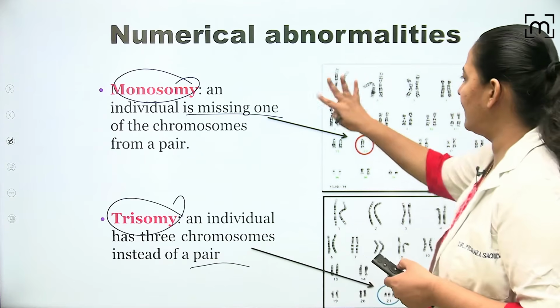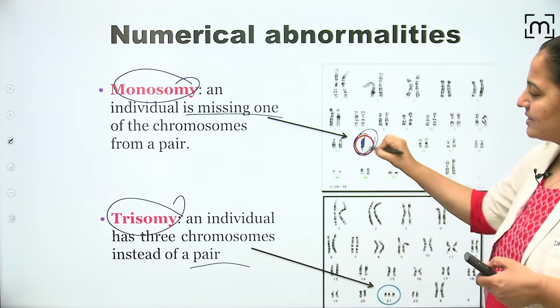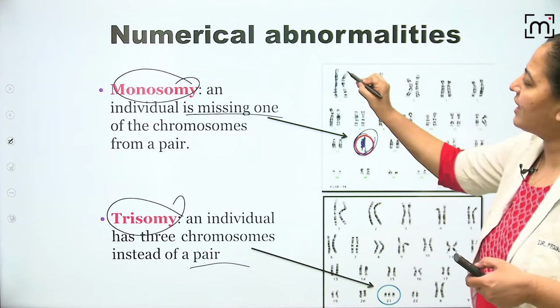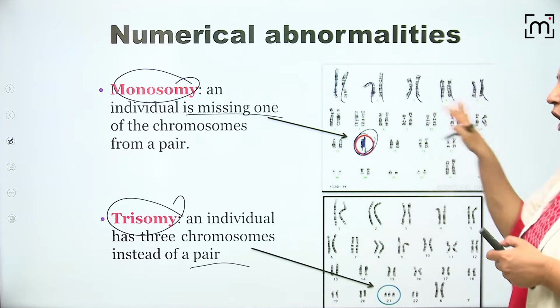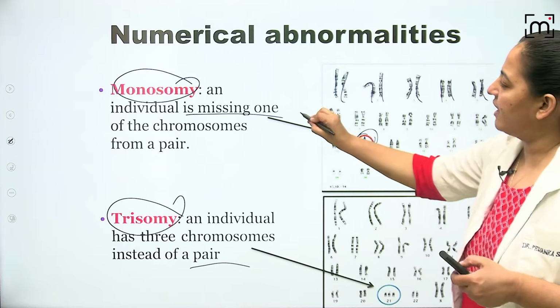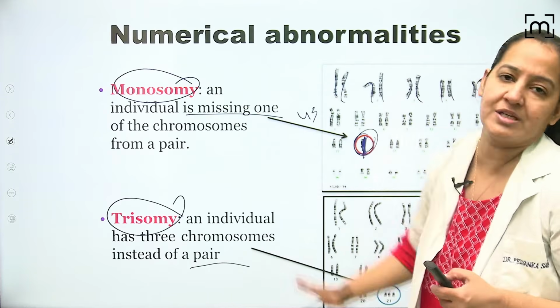So you can see here, all the chromosomes are in pairs except this one. This is single. This is not in a pair. Except this, all are in pairs. This is a pair, this is a pair, this is a pair. All are in pairs. So if you count them, they are 45, not 46, because one is missing.